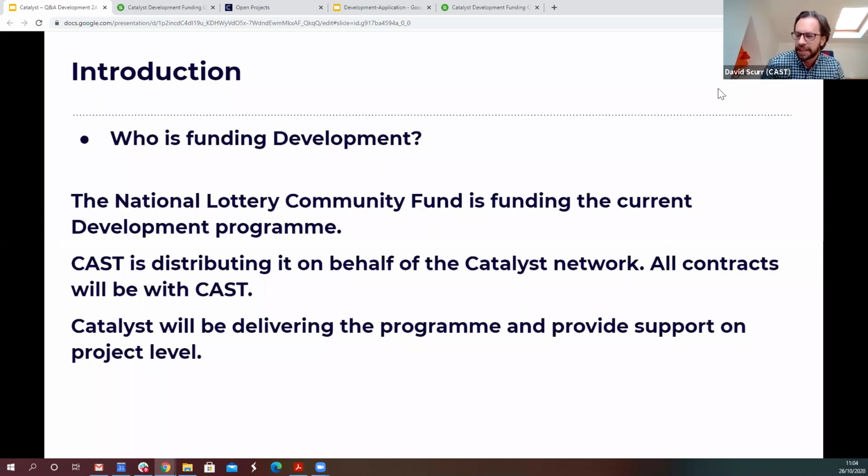So who is funding this development programme? Well, the National Lottery Community Fund is funding the current programme. CAST is distributing it on behalf of the Catalyst network, and all contracts will be with CAST, and Catalyst will be delivering the programme and provide support at project level. So hopefully that's all clear. If it's not, please do post a question in Slido, but that should give you an idea of how the programme is administered and managed and delivered.